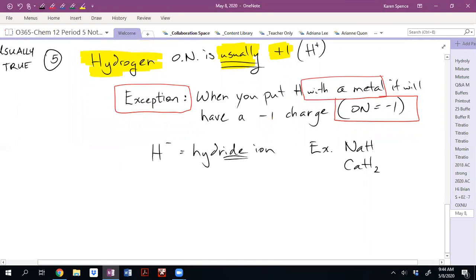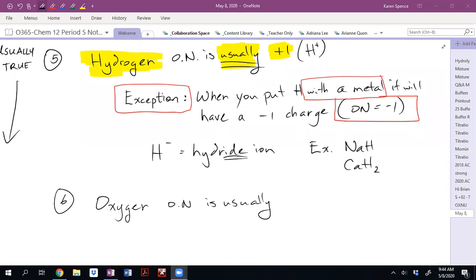Okay, number 6. Again, this falls in the usually true category. Oxygen. What is the charge of oxygen usually? The oxidation number is normally -2 for oxygen. Yes, indeed. So -2, O2 minus.